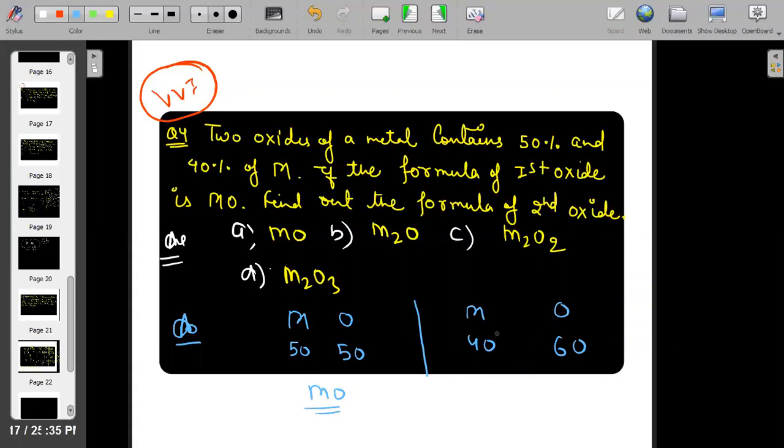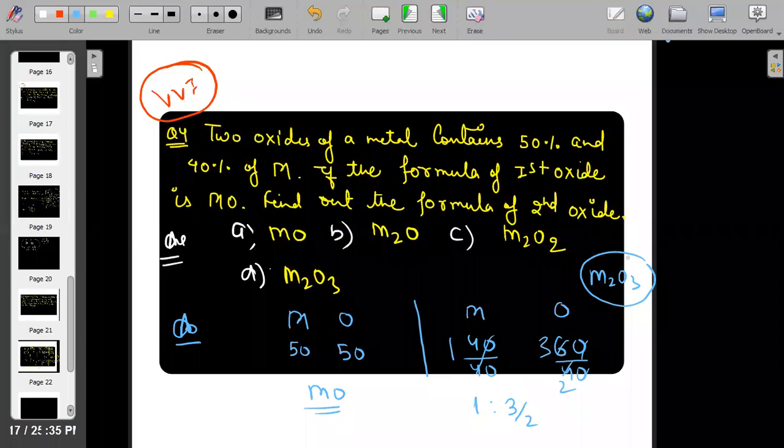So the smallest number is 40. Divide by 40: this is 1, and this will be divided. 2 2s are 4, 2 3s are 6. What is the ratio? 1 to 3 by 2. This 2 comes here. So what is the formula? M2O3. Now tell me, this is a simple question.